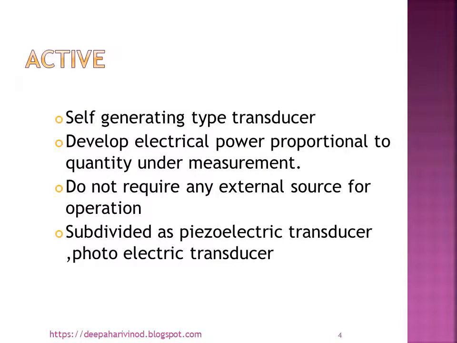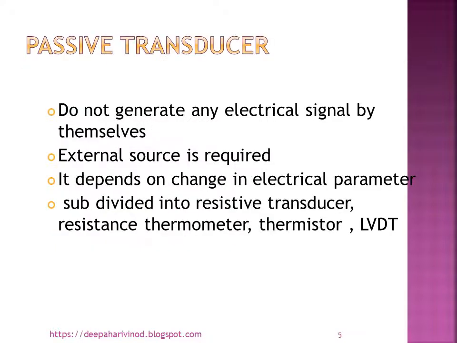Active transducers, the self-generating type, develop electrical power proportional to the quantity under measurement. They do not require any external source for operation. Subdivided as piezoelectric transducer, photoelectric transducer. Passive transducers do not generate any electrical signal by themselves. An external source is required. It depends on change in electrical parameter. Subdivided into resistive transducer, resistance thermometer, thermistor, LVDT.